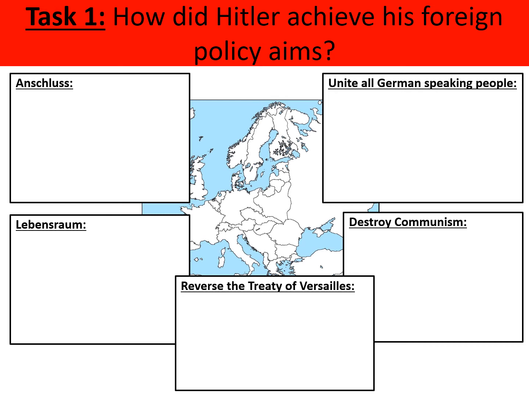He unites with Austria. There were two attempts at Anschluss, and one of them is successful, so he's now taken over Austria, which is definitely against the Treaty of Versailles. And I think, obviously, by taking over countries that used to belong to Germany, like Czechoslovakia and Poland, he's broken that rule as well, which is where they had to give the land away in the first place. So there's quite a few things you could put there for reversing the Treaty of Versailles.